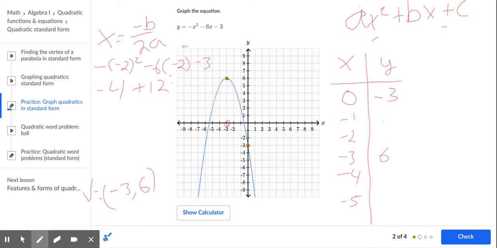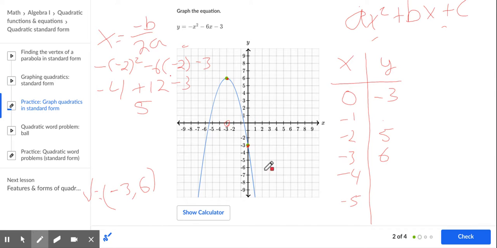And then I have -3. So if I do all that, -4 plus 12 minus 3, I'm going to get 5. So here at -2, I have 5. But there's something I want you to notice.